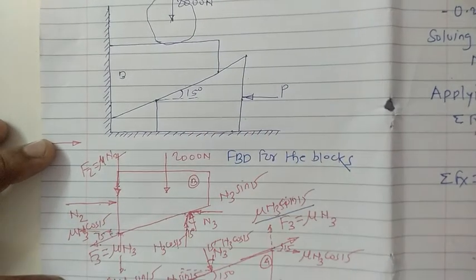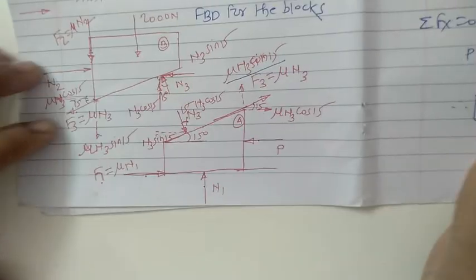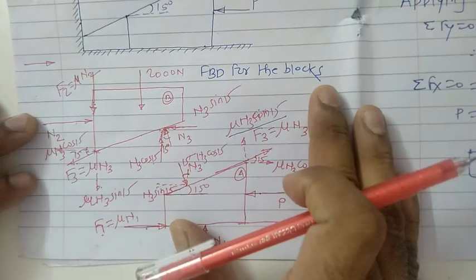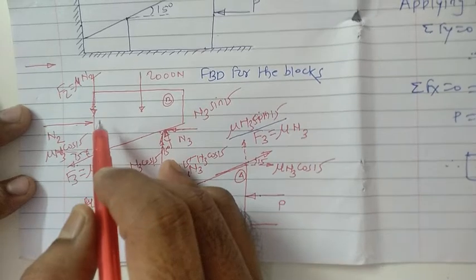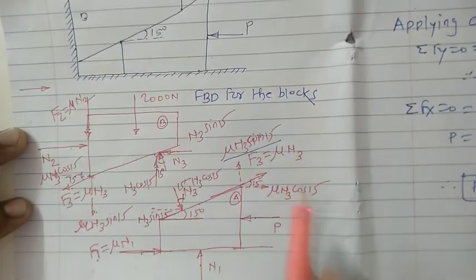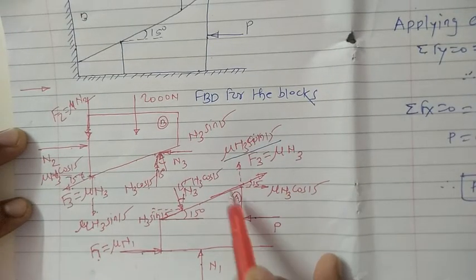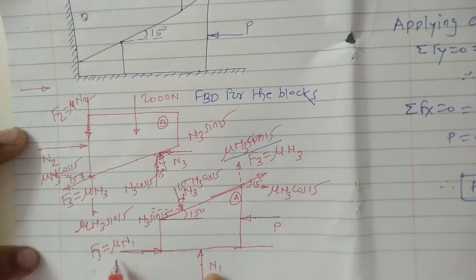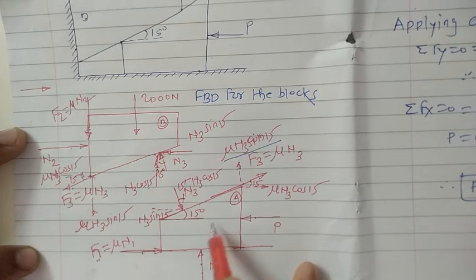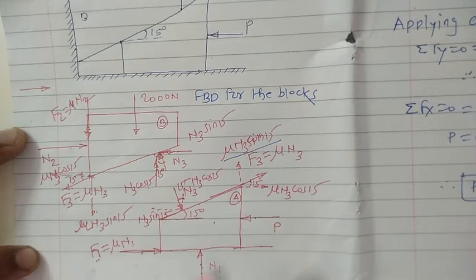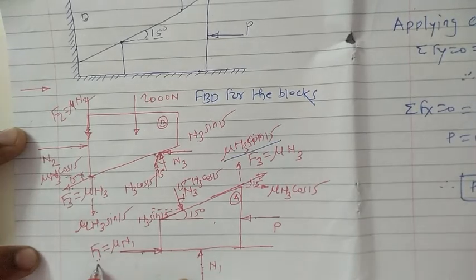You just see here, simultaneously you have to draw the diagram for both the blocks. This force is applied on this block, so this indicates the frictional force, which is nothing but F1. Consider the normal reaction between this surface and this one as N1. This is the frictional force whose magnitude F1 equals mu into N1.